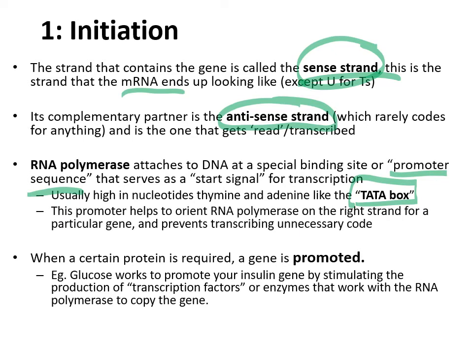and this tends to function as a promoter region, a landing point for RNA polymerase. This promoter helps to orient RNA polymerase on the right strand. So again, we want to be copying the antisense strand, making a copy of the antisense strand so that the copy looks like the sense strand.